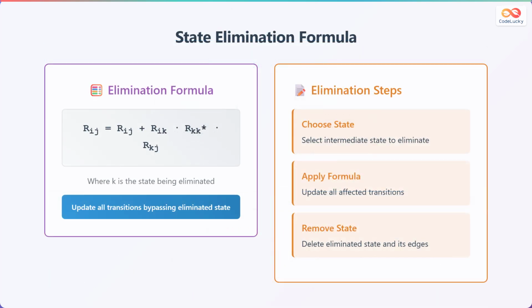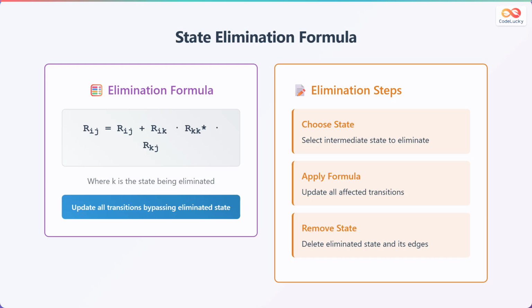This slide explains the state elimination formula. The elimination formula is R_ij equals R_ij plus R_ik multiplied by R_kk star multiplied by R_kj, where k is the state being eliminated. Ensure you update all transitions, bypassing the eliminated state.